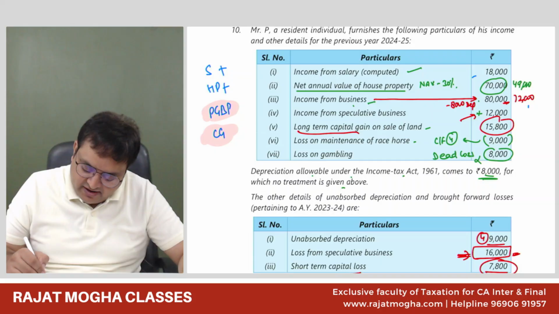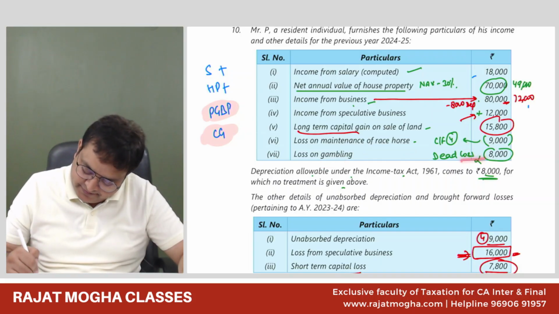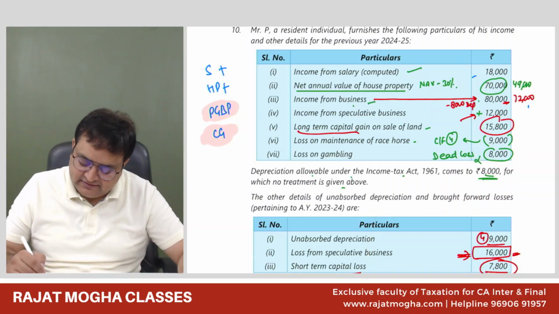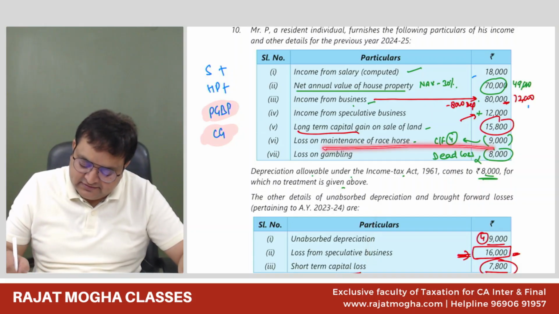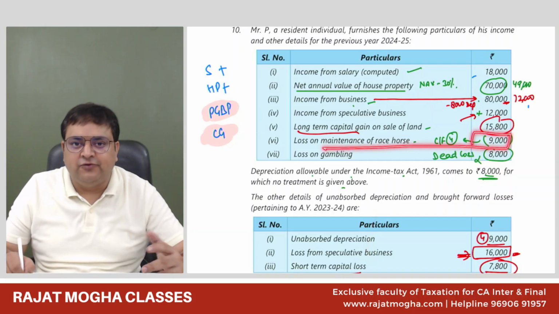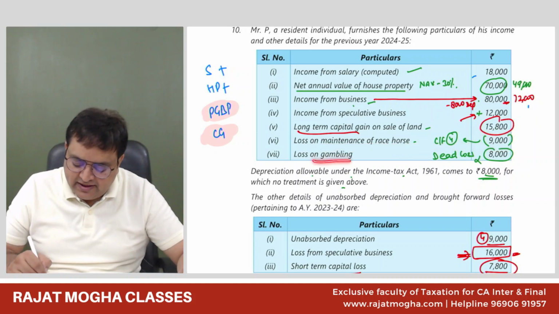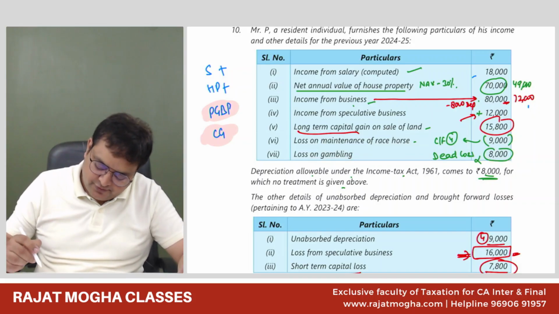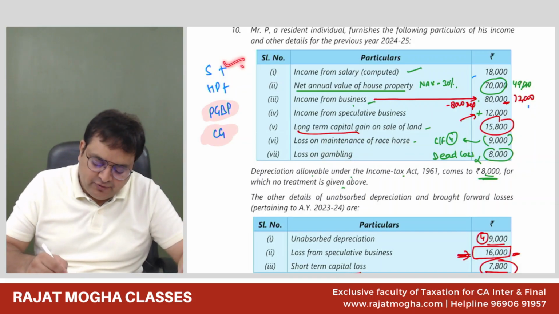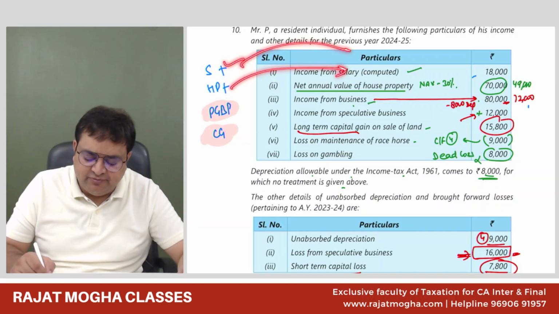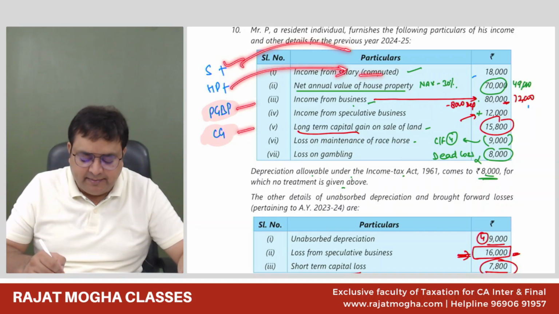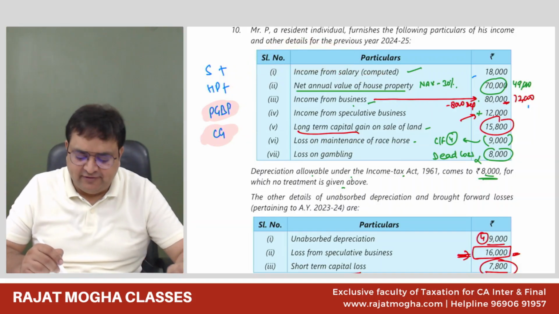And then we have IFOS, and loss from maintenance of horse races. This is IFOS. Loss from gambling, it is IFOS. These losses cannot be set off. Loss from owning and maintaining racehorses will be carried forward. Losses on gambling is a dead loss. Okay. So salary we can easily put in the outer column. House property we can easily put in the outer column. PGBP and capital gain will need some adjustment, and in IFOS as well.